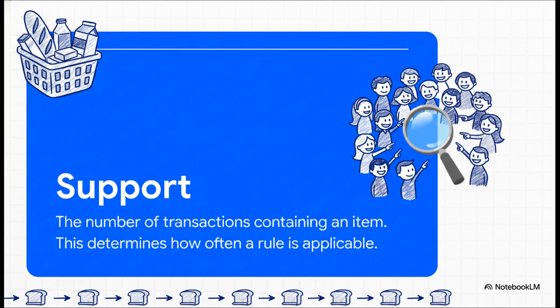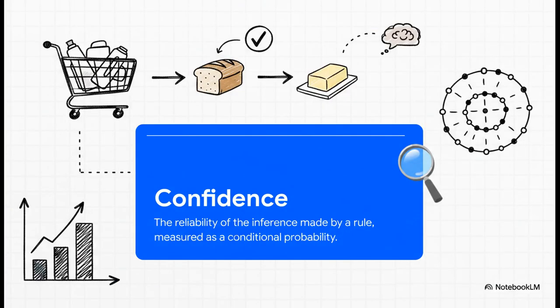It happens a lot. The second measurement is confidence, and confidence is all about the rule's reliability. So if a customer buys the if item, the bread, what are the chances they also grab the then item, the butter? A high confidence score tells us that our if-then rule is a pretty solid prediction of how people will behave.